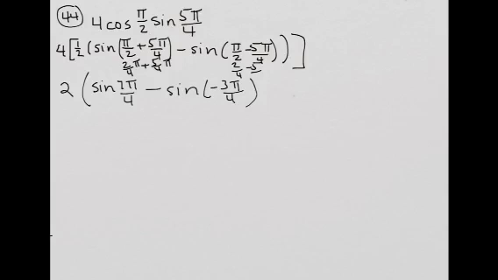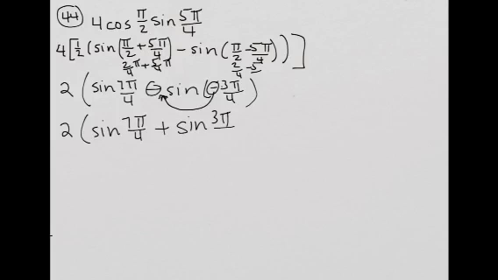Now remember, when you have a negative angle for sine, because of the even odd properties, that negative goes to the outside in front of the function right here. So there's a negative there already, so you end up with 2 times sine 7 pi over 4 plus sine 3 pi over 4. And that would be the final answer right here.